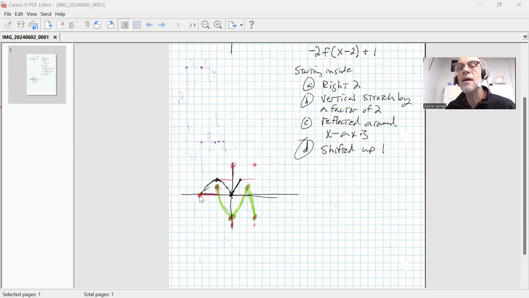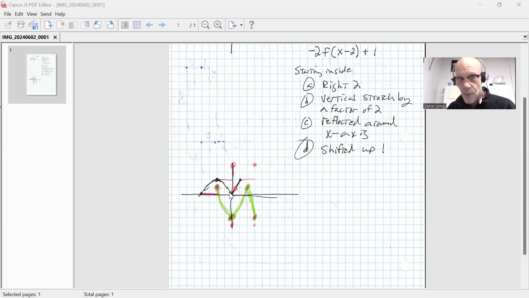So I'm going to start here. It says move it right 2. So I did that. And then I'm stretching it by a factor of 2. But y is 0. So 2 times 0 is 0. So that's not moving. And then because it's on the x-axis, I don't reflect it. Then I shift it up 1. So this point transforms to this point. That's why I try to make it green.